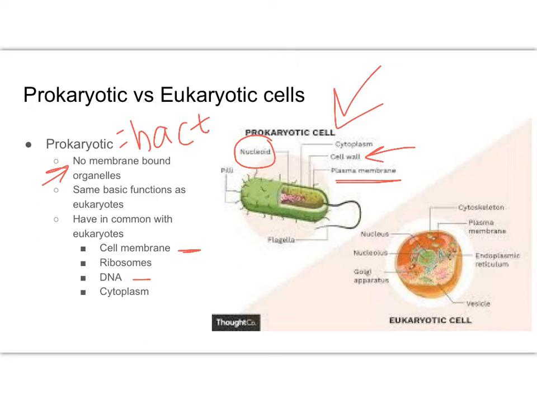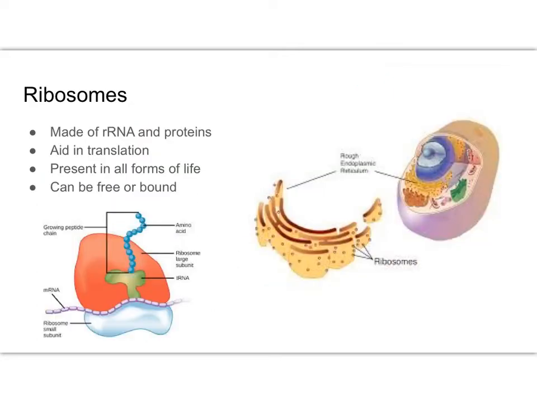Okay? We're going to focus, though, on eukaryotic cells. We're going to be looking at some particular membrane-bound organelles, okay, and how the way that they're built can affect their function, okay, and how these organelles working together can help make the living cell. So we're going to start first with ribosomes.